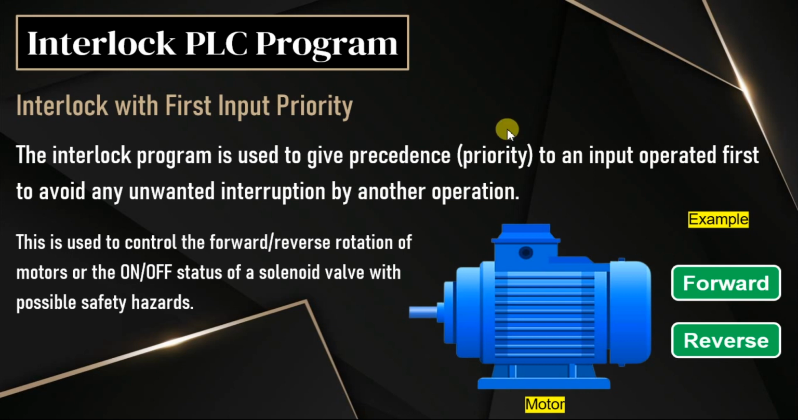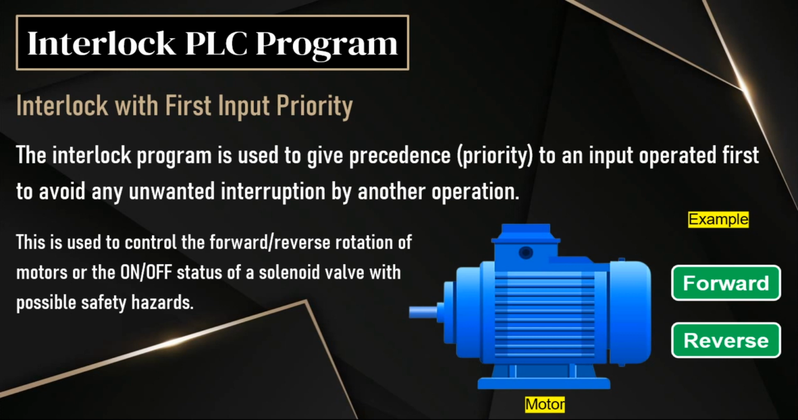Say for example, if the operator gives a forward command, then the motor will start and rotate in forward direction. If the operator gives a reverse command, the motor will rotate in reverse direction. But this motor can do one function at a time. Either it rotates in forward or in reverse. It cannot do two functions at a time, not possible.